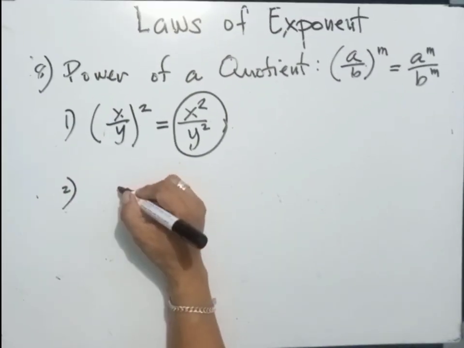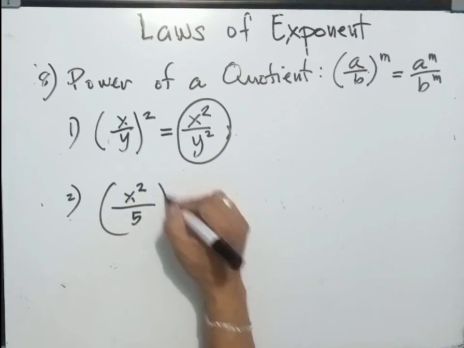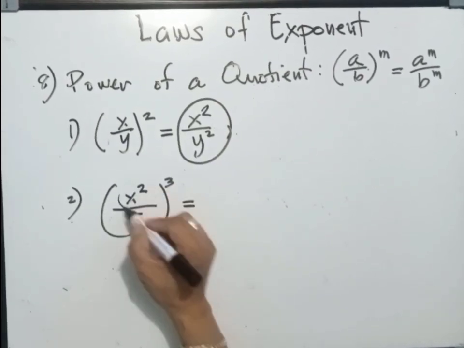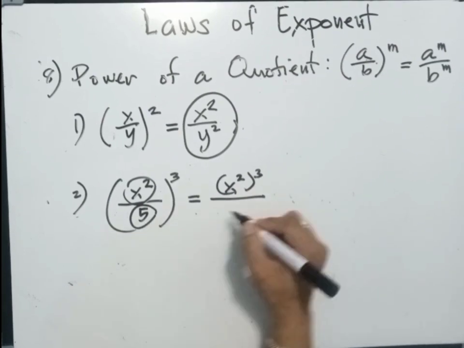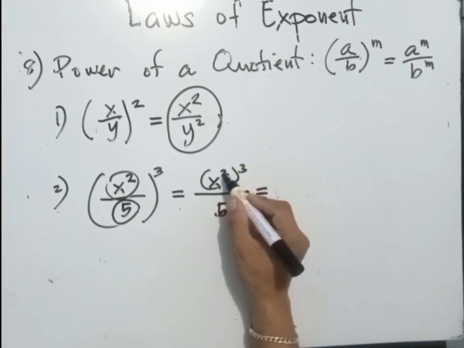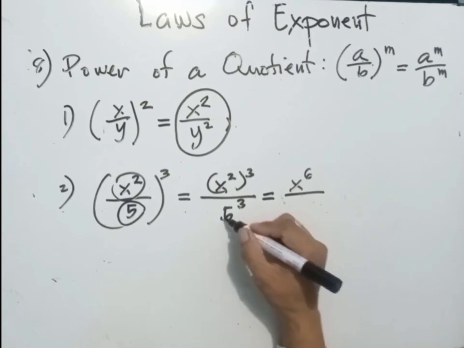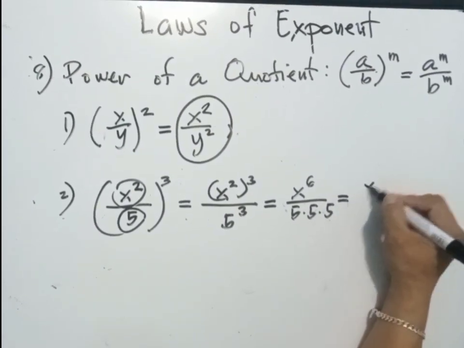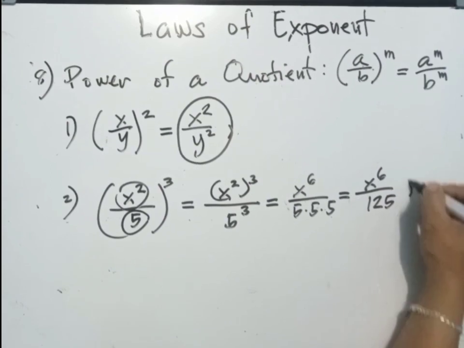Example number 2. X squared over 5 to the third power. Distribute ulit natin yung 3 sa numerator and sa denominator. X squared to the third power over 5 to the third power equals, again, nakita na natin kanina to, minumultiply lang natin yung exponents. X, 2 times 3, 6 over 5 cubed means 5 times 5 times 5. So, x to the 6th over 5 times 5 is 25 times 5 is 125. That will be our final answer.